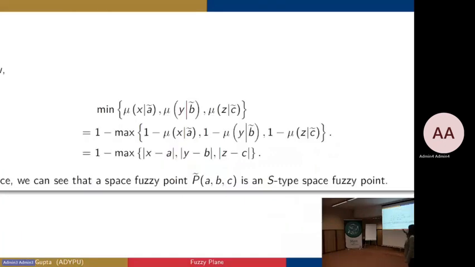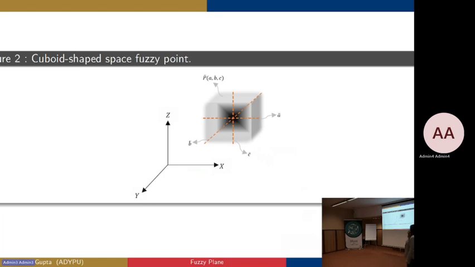And this space fuzzy point can also be seen as an S-type space fuzzy point. And this is the geometrical visualization, which shows that this is a cuboid-shaped space fuzzy point, where A tilde, B tilde and C tilde are three fuzzy numbers corresponding to two independent variables and one dependent variable.